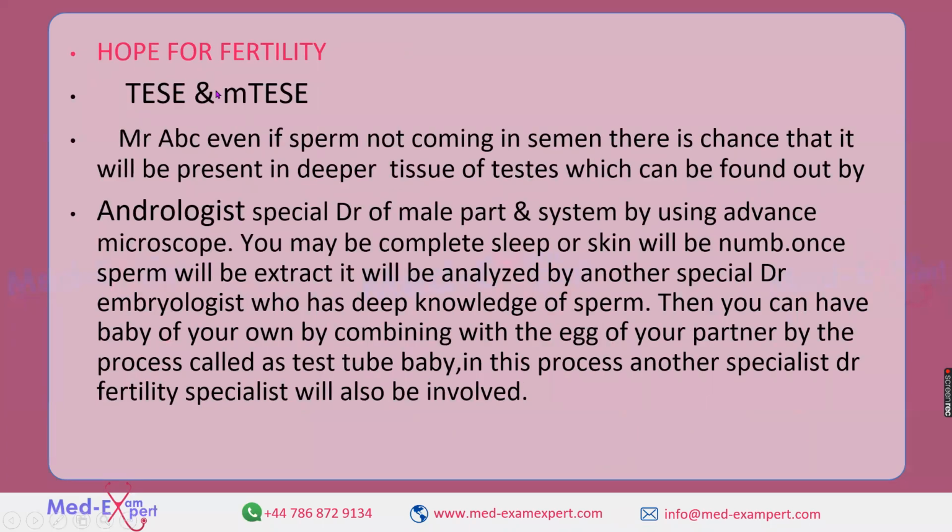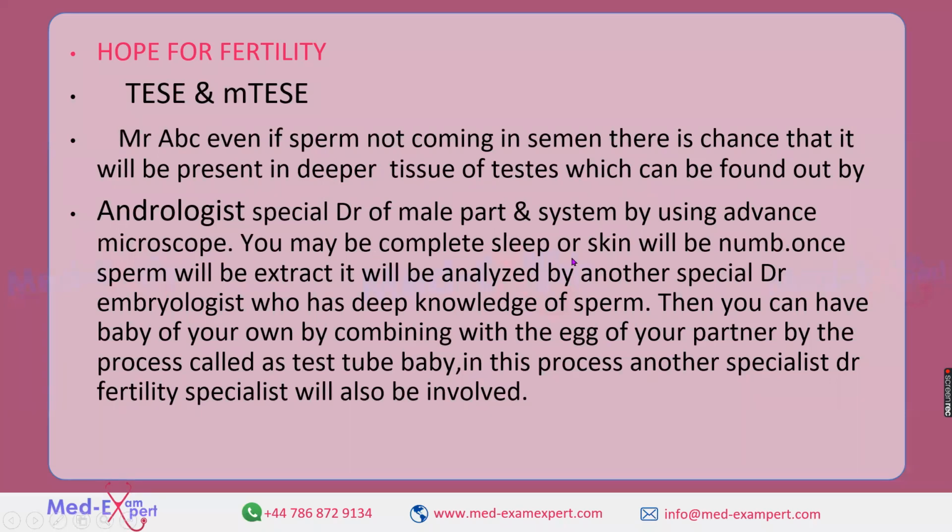Hope for fertility: what is TESE and MicroTESE? In layman's terms, the details are given in the 2013 and 2020 guidelines. You will explain, Mr. Smith, even if sperm is not coming in the semen, there is a chance that it will be present in the deeper tissue of the testes, which can be found by an andrologist, a special doctor of the male system, using an advanced microscope.